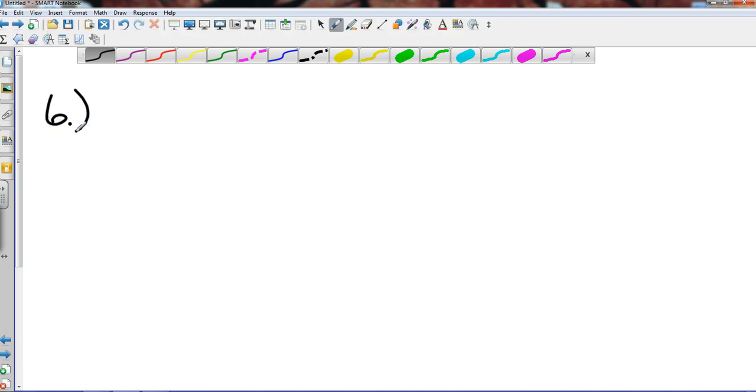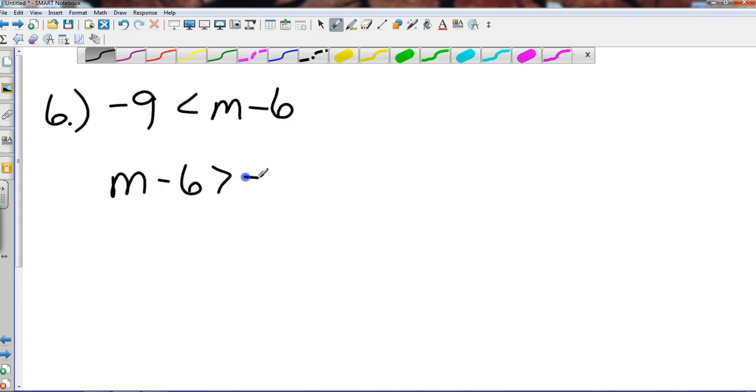Let's look at number 6. What should we do first on number 6? Flip the entire equation. Okay, get the m on the other side to start out with. So this should be m minus 6 is greater than negative 9. And my one and only step in this problem is adding 6 to both sides. So we end up with m is greater than negative 3.